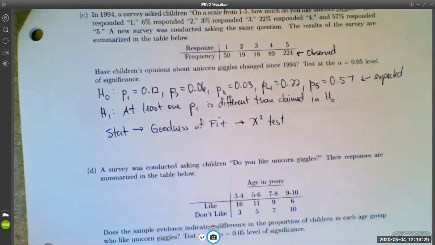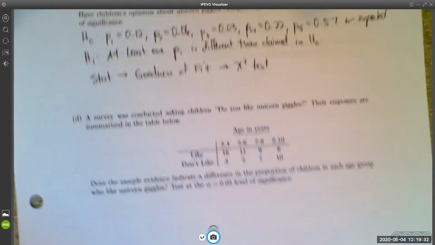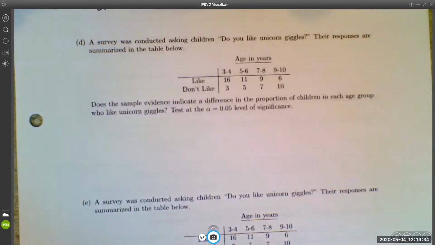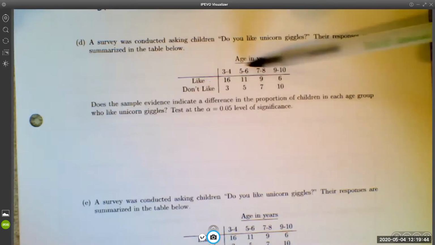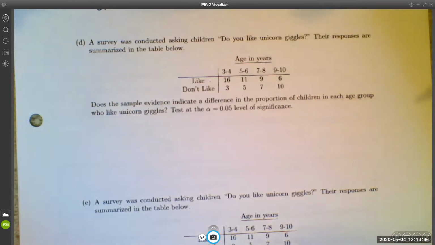Okay? Here's another example. It says, a survey was conducted asking children, do you like unicorn giggles? Their responses are summarized in the table below. So we have some kids that like them, some kids that don't like them. We have different age groups. It says, does the sample evidence indicate a difference in the proportion of children in each age group who like unicorn giggles? Okay, is there a difference in the proportion in each age group who like unicorn giggles?